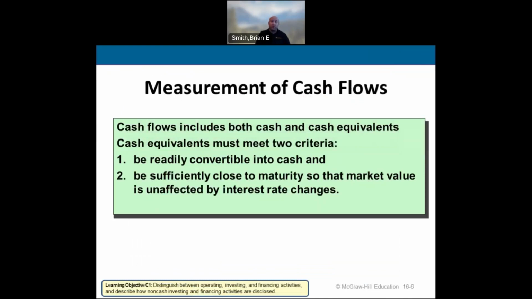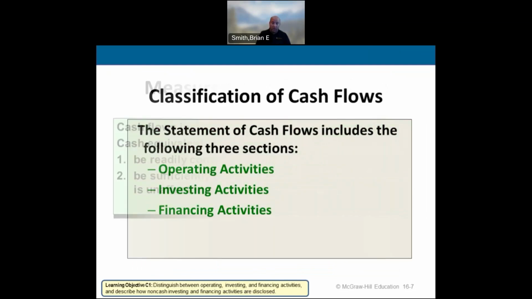Cash flow, basically the criteria is things that are cash, or readily available to be converted into cash, and sufficiently close to maturity that a market change isn't going to impact them. Our focus is just cash.